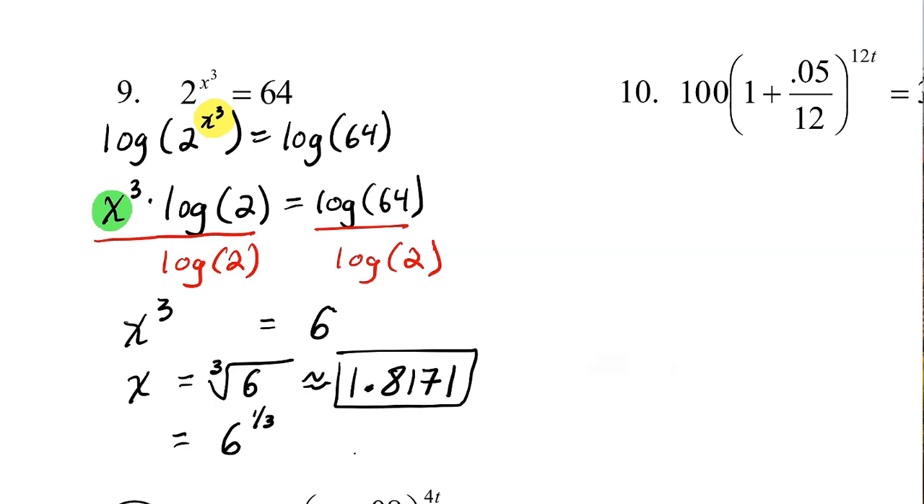So that means if we did, just a little quick check, 2 raised to the 1.8171 and then cube that, let's see, we have 2 raised to the 1.8171 and then that's cubed. See if my calculator can handle that. I get 63.991. And again, basically 64, just an issue of difference in rounding.